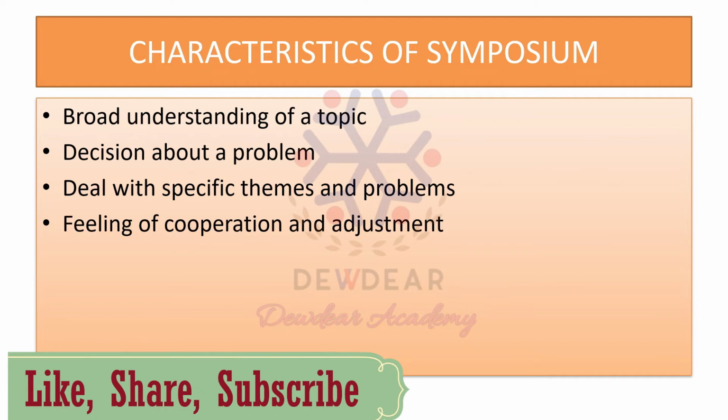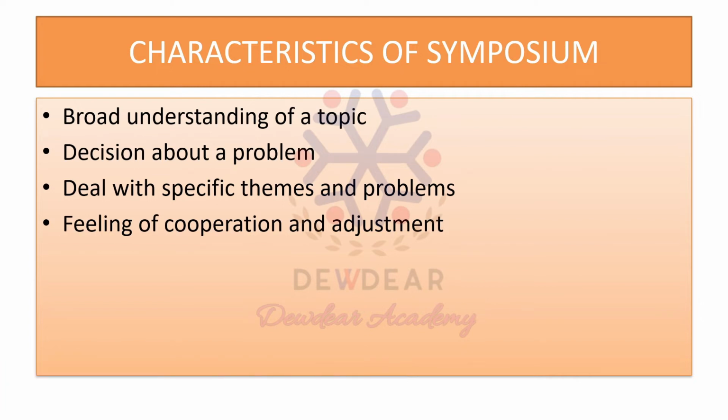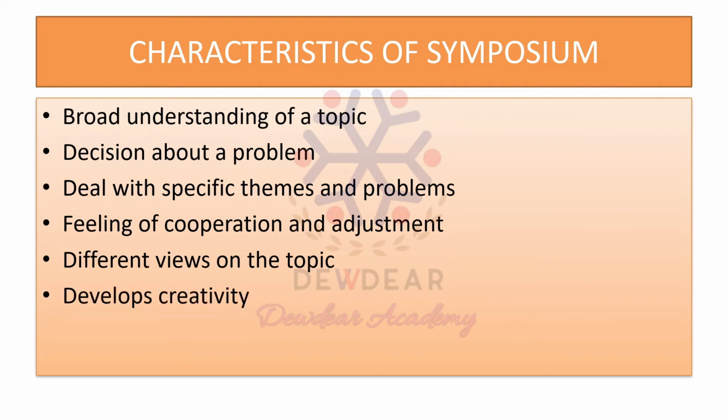There is a feeling of cooperation and adjustment. The different views on a particular topic are discussed. It develops creativity. So these are the characteristics of symposium. It gives a broad understanding of a topic, helps in making decisions about a problem, helps to deal with specific themes and problems, gives a feeling of cooperation and adjustment, also gives different views on the topic, and develops creativity.